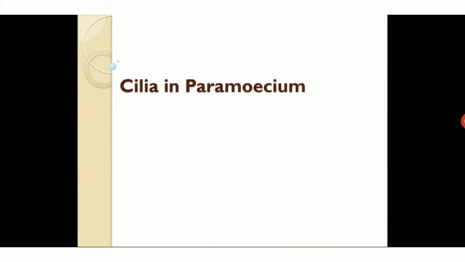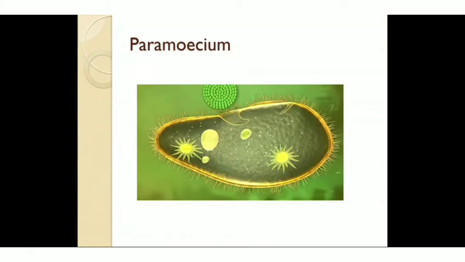Hello students, in the last lecture we studied the structure of cilia in paramecium, and now we are going to study the working of cilia, or the locomotion of the paramecium with the help of cilia. So let's revise the structure once again. This is the picture of the paramecium showing the cilia present on the outer cuticle of the paramecium. The hair-like structure is nothing but the cilia.